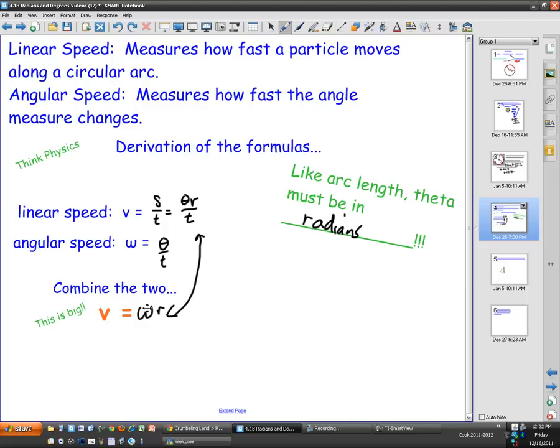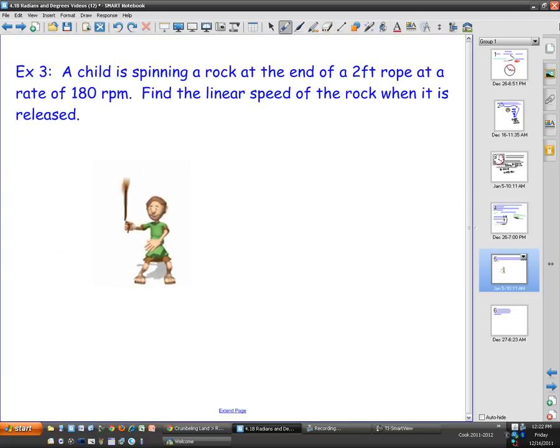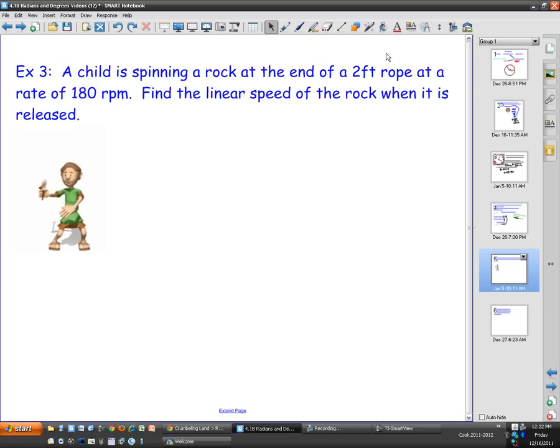And so for my next one, I have a child spinning a rock at the end of a rope that's 2 feet long at 180 RPMs, revolutions per minute. So I know that my radius is 2, and I know that I'm going to have an angular speed of 180 revolutions per minute.